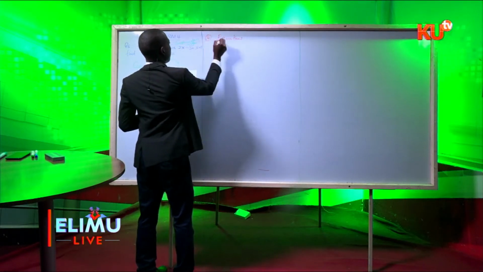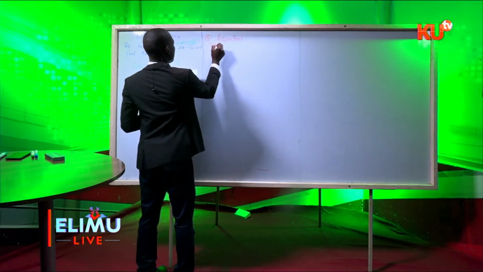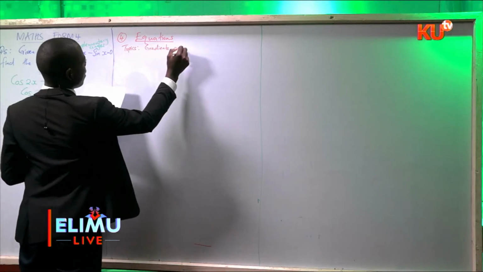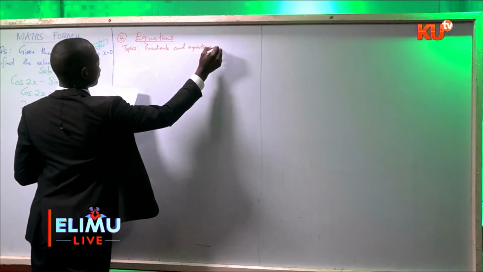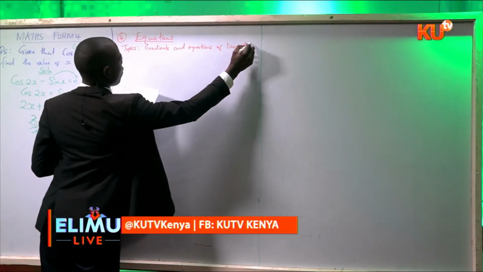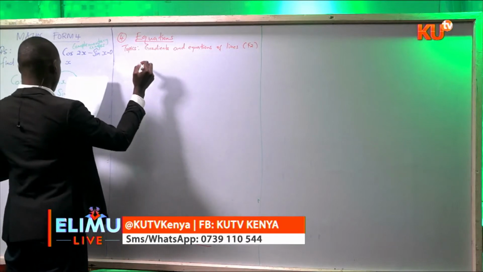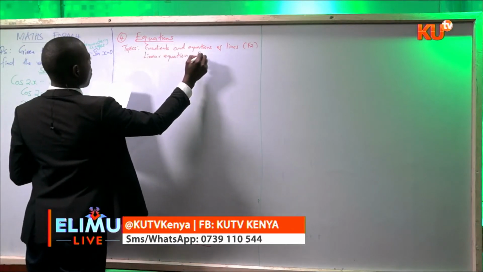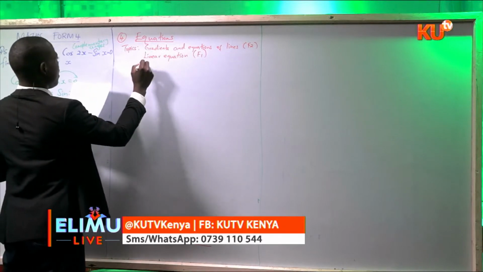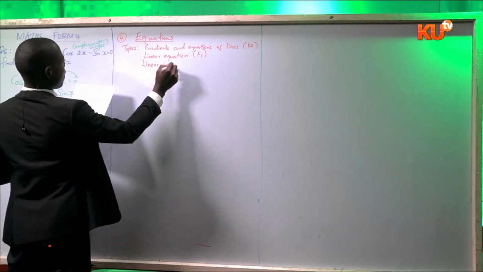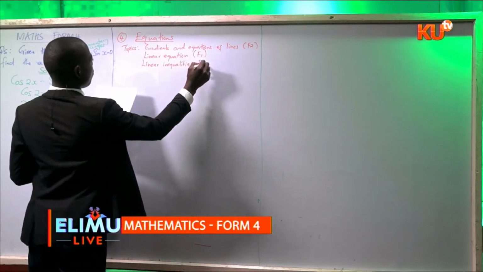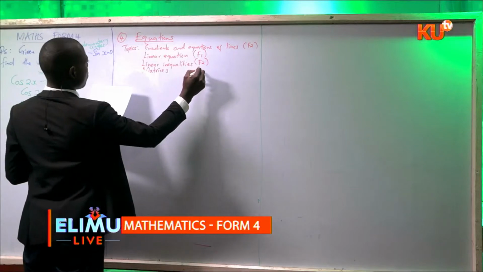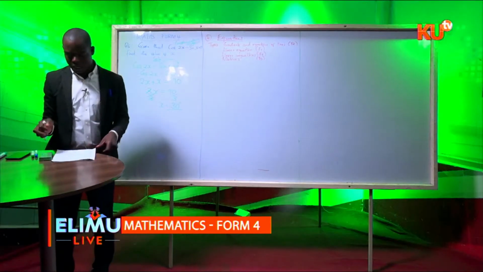That is our item number 4. Under equations, we will discuss gradients and equations of lines, which is a concept in Form 2. We will discuss linear equations, a concept in Form 1. We will discuss linear inequalities, a concept in Form 2, and then we have matrices, which is a concept in Form 3. Those are the areas that we will look at.